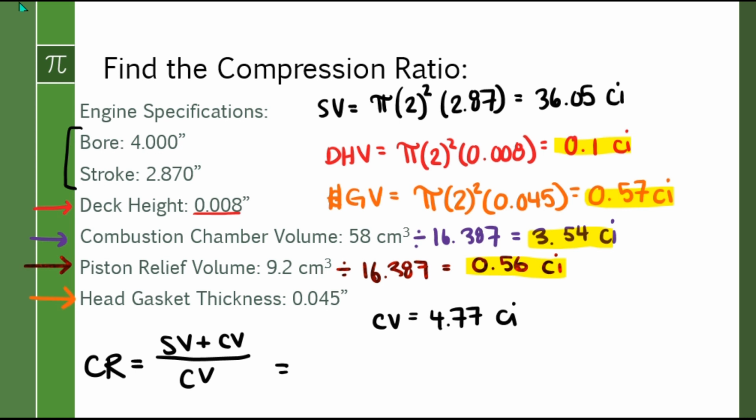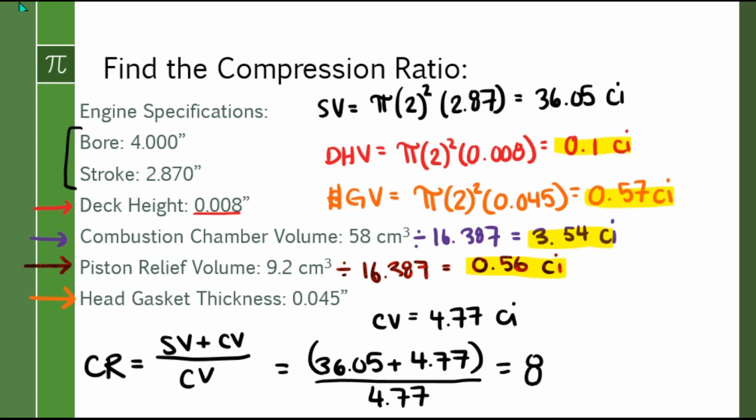Okay, so we said the swept volume was 36.05. We're going to add the clearance volume, 4.77. Put that in brackets so you know to do it before the division. Okay. When you do that math, you're going to get 8.56. So what that means is your compression ratio is 8.56 to 1.